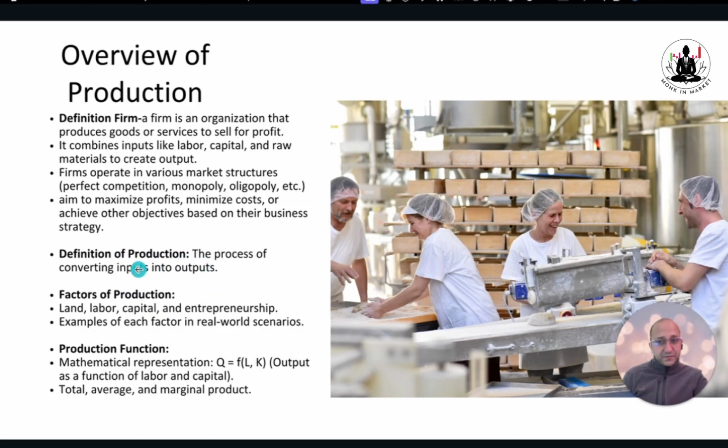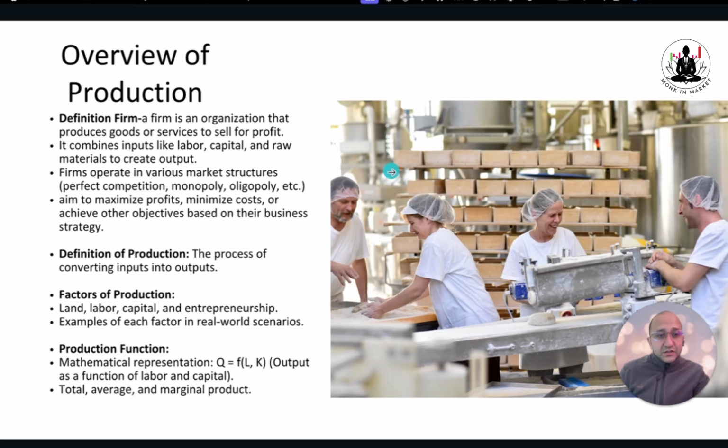That is production, right? So what are the factors for production? What are the things that affect the production? You must be aware of this thing. You must have read these things in the school days as well. Land, labor, capital, and entrepreneurship. Now, what is the meaning of these terms?